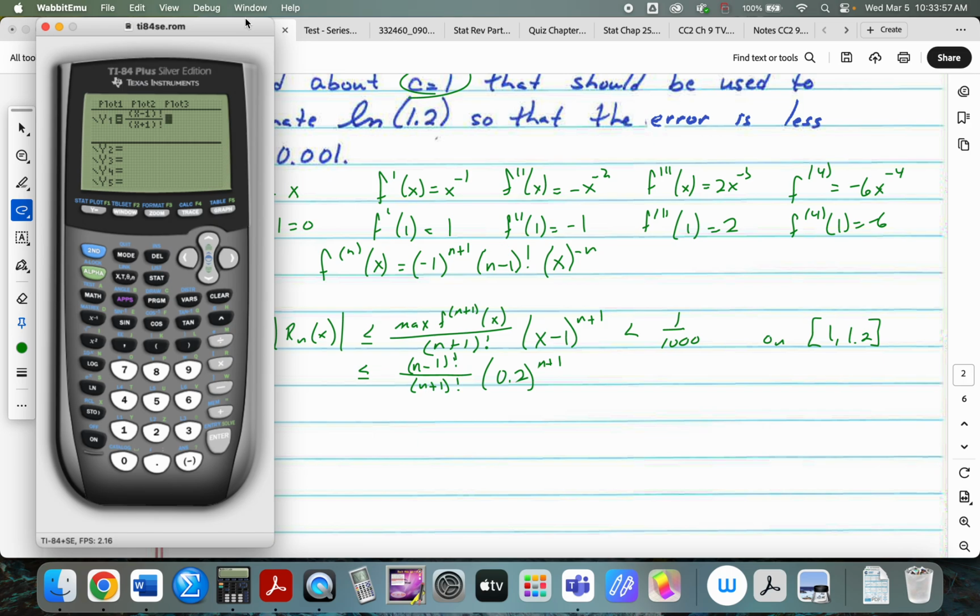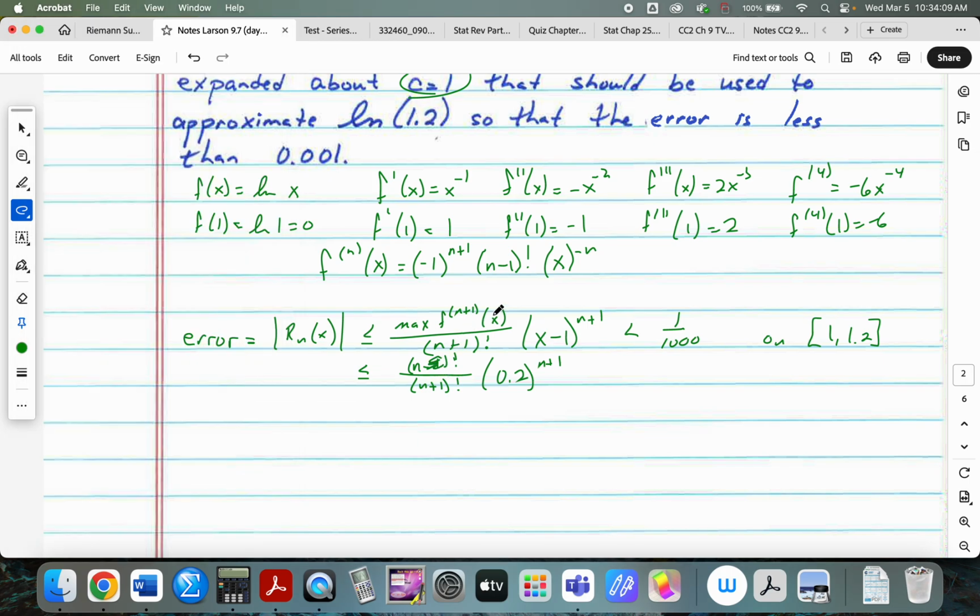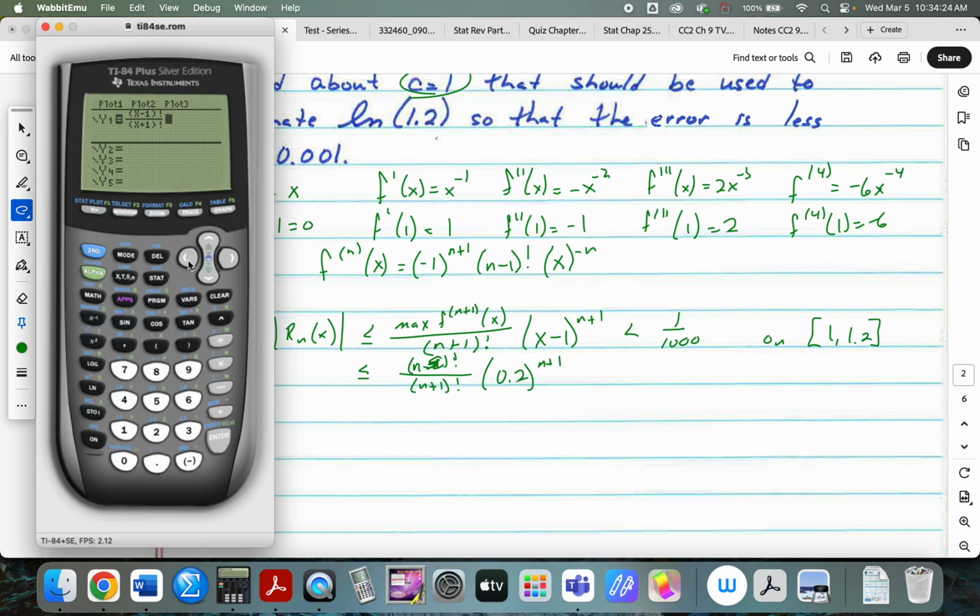Oh, and I do need to make a quick correction here. This is supposed to be the n plus first derivative. So that means this is going to be n factorial, because it's n plus 1 minus 1. And then that'll be times 0.2 to the n plus 1. So I need to go back and fix this.